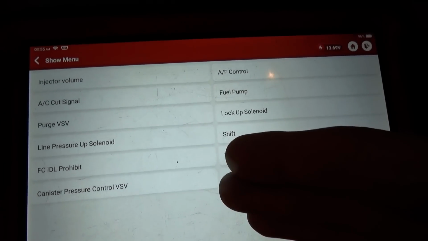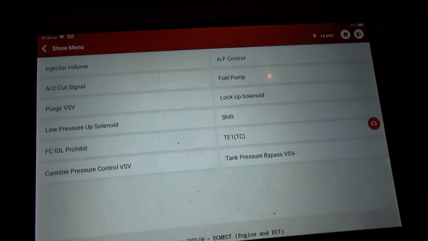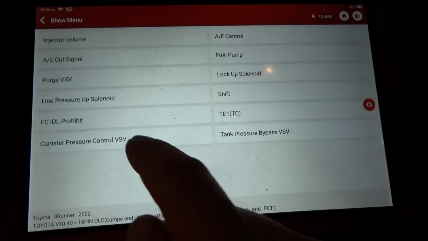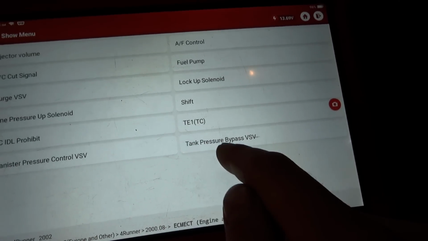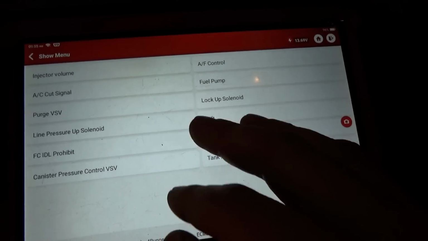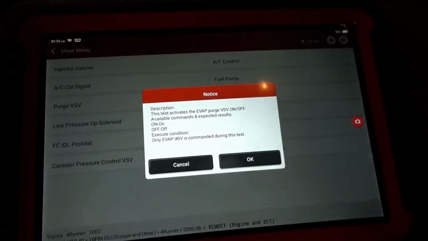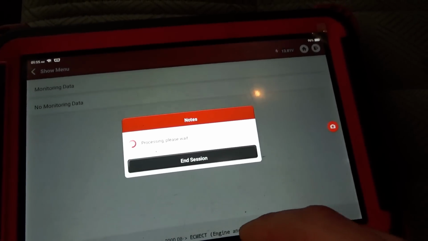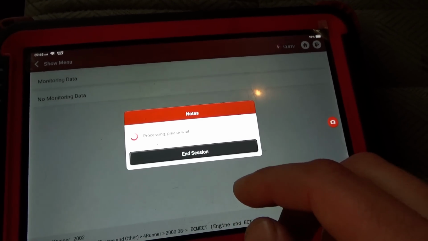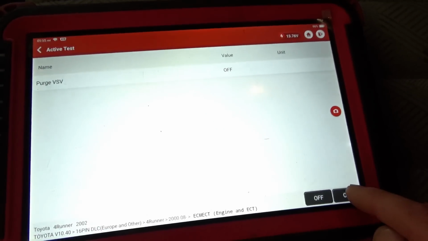Okay, so here are the options. We have 12 bidirectional controls. We're interested in purge VSV, canister pressure control VSV, and the tank pressure bypass VSV. So 3 VSV. So let's start with the purge. We don't want to look at any data. And just click on.